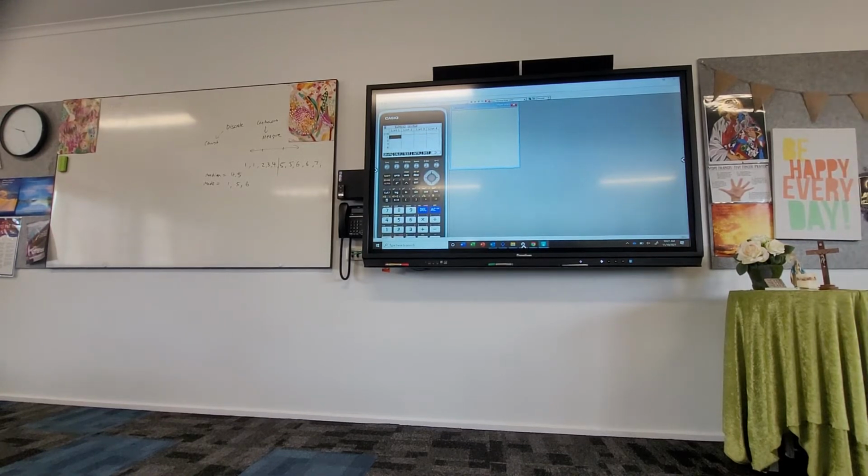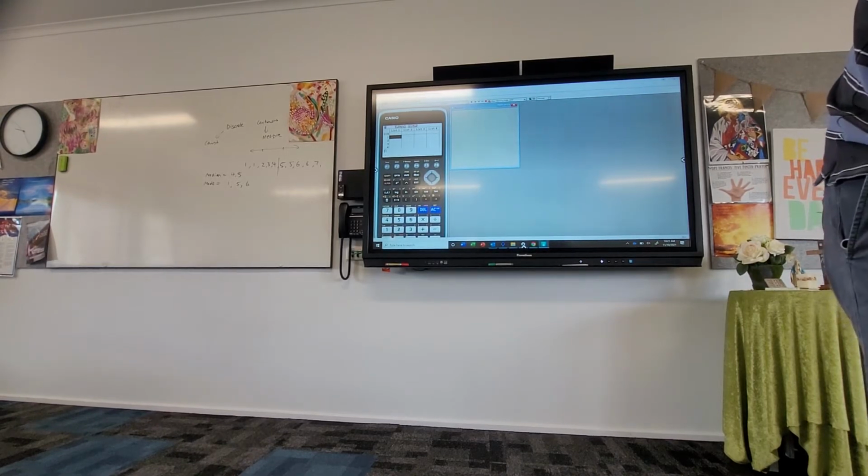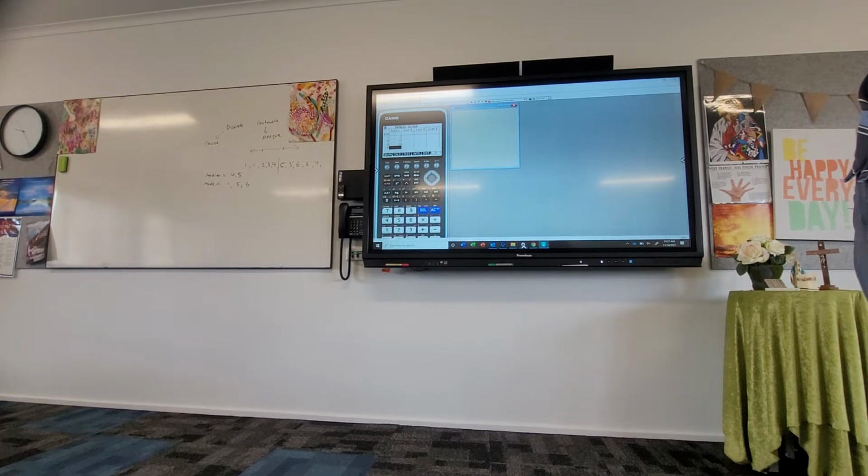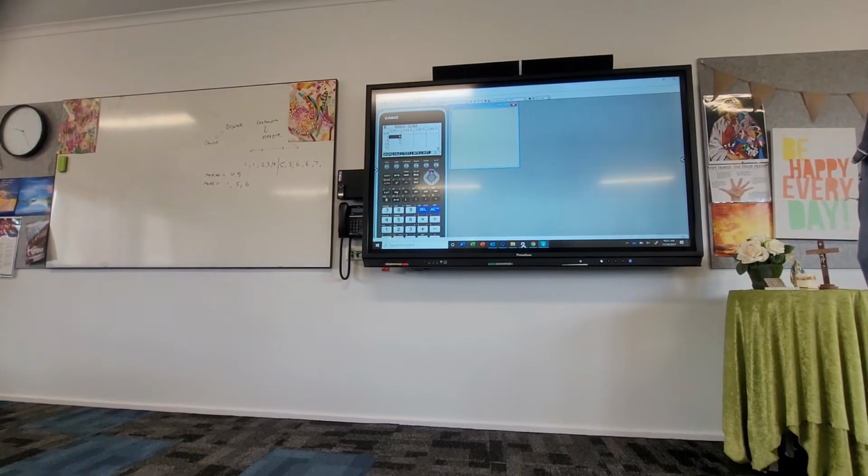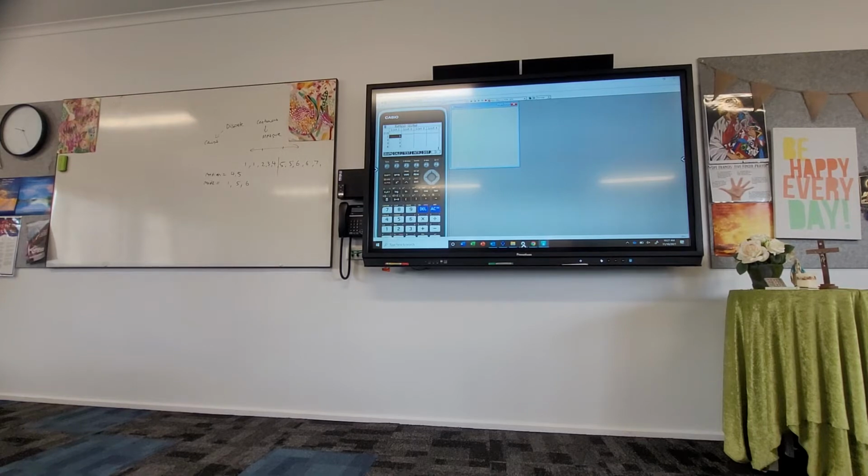Okay, and so all we're going to do is put the data set in the first column there. So I'm just going to go 1, enter, 1, 2, 3, 4, 5, 5, 6, 6, 7. And so I can see I've got 10 pieces of data. And even in here, you can get it to arrange it in ascending order and so forth.